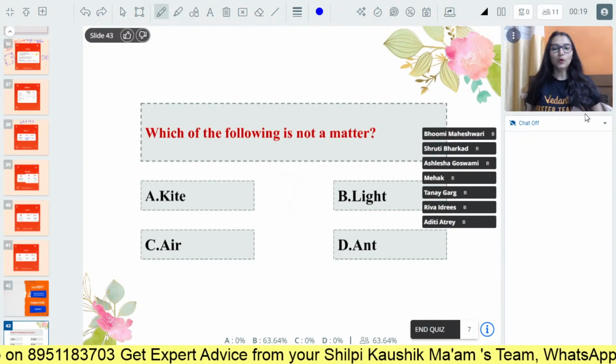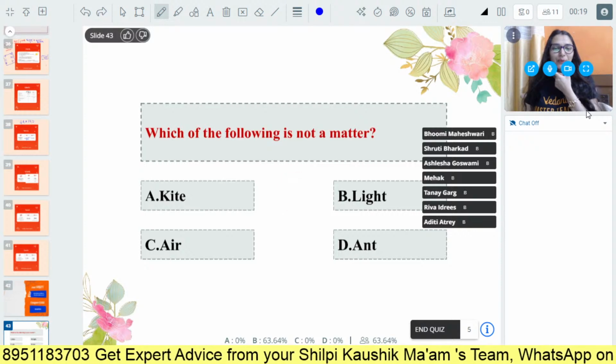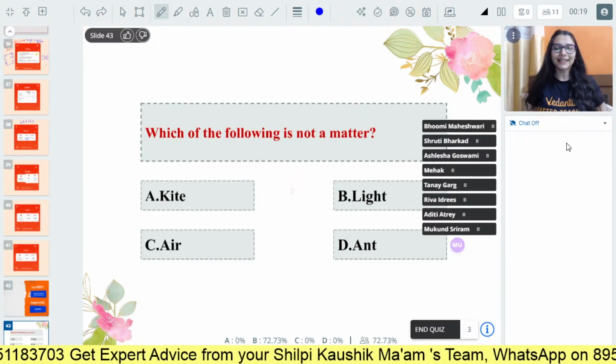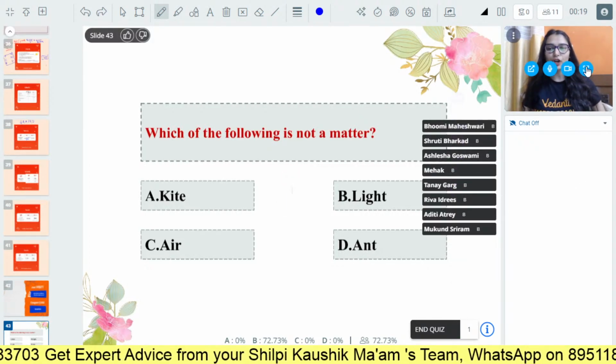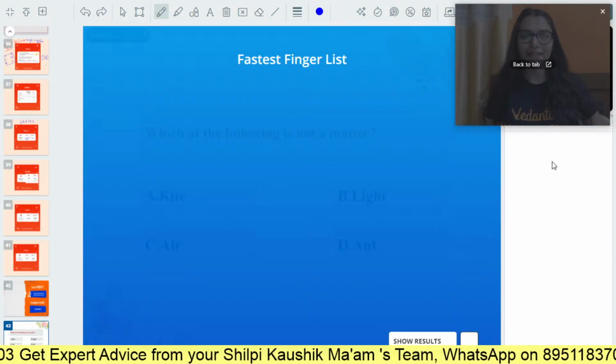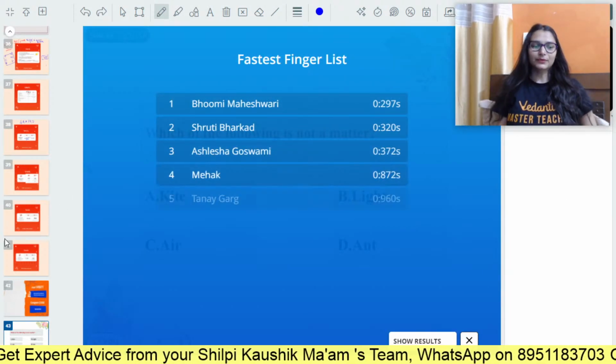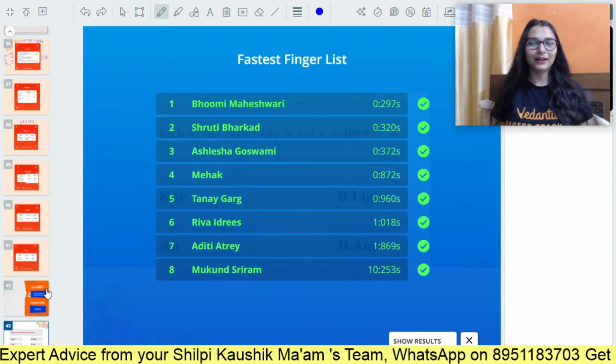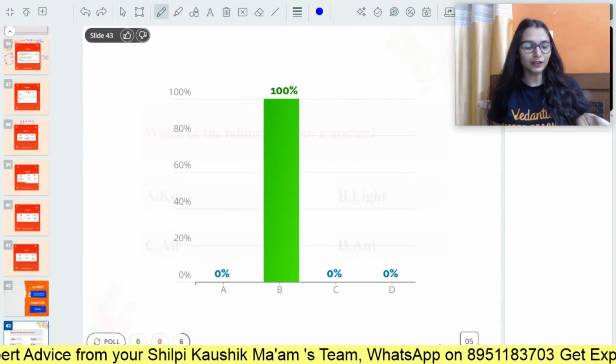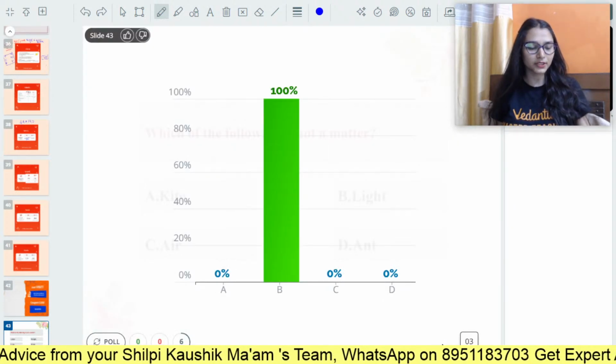Yes, I can see Bhumi, Shruti, Ashlesha, Mehak, Tane, Riva, Aditi. They attended the entire session. Mukund also, and I'm so proud of you guys. Awesome. The same thing you have to continue. Be regular in all the sessions throughout. Right?